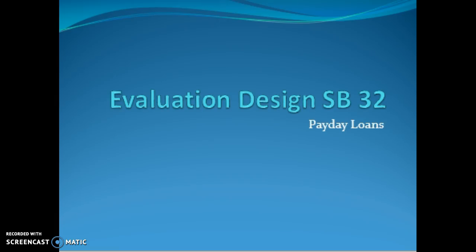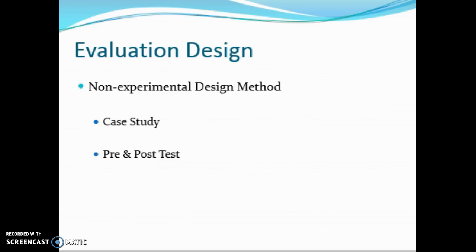I would like to now explain the evaluation design that we plan to use for the proposed policy, Senate Bill 32. In looking at the evaluation design model that would be best suited for our policy, we have determined that we would need to follow a few different types of designs in order to reach a useful conclusion, because there is not one specific evaluation model alone that is sufficient for our policy.